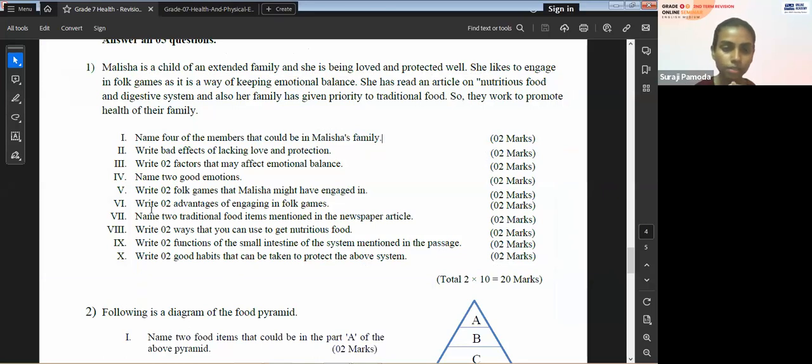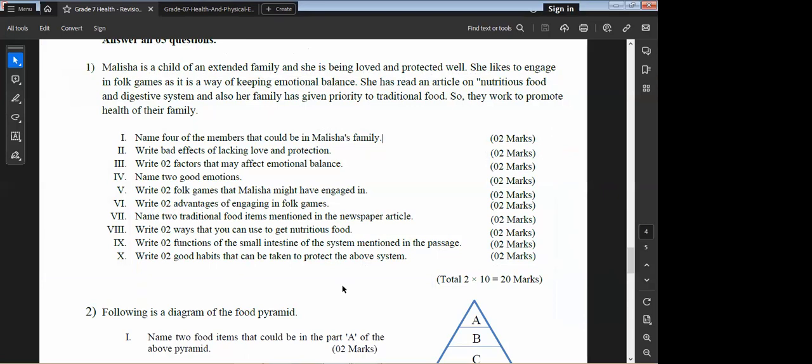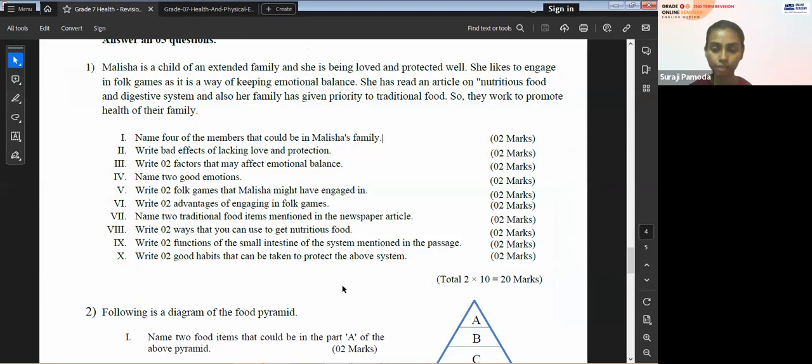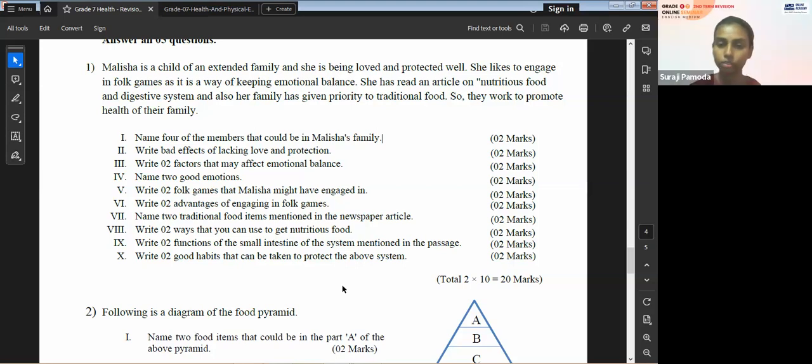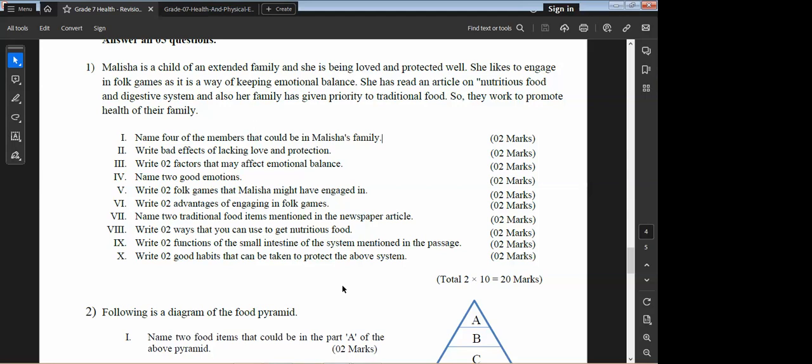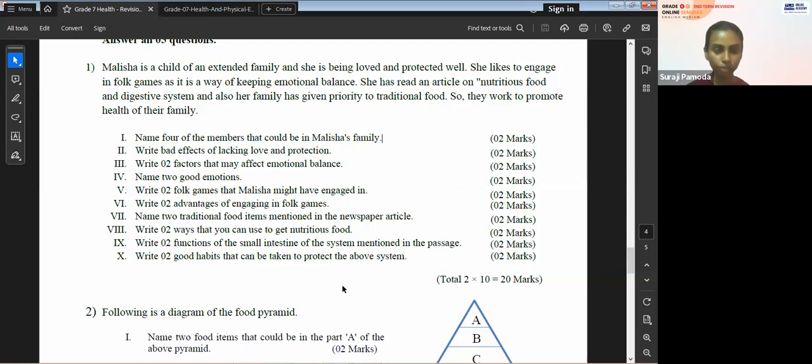Then the 6th one is write 2 advantages of engaging in folk games. ජන ක්‍රීඩාවල නියැලීම එහෙම නැත්නම් ජන ක්‍රීඩා සෙල්ලම් කිරීමෙන් ඇතිවන advantages අහනවා. Can somebody tell me? Can spend the time meaningfully. Yes. Can spend the time meaningfully. Good. Can get joy and knowledge. Yes. Interaction and bonding. Yes. Good. They can lead into bonding each other. Physical exercise and fitness. Yes. Physical exercise and fitness is very good, right? You can write any two advantages. Okay. Right. Let's go to the next one.